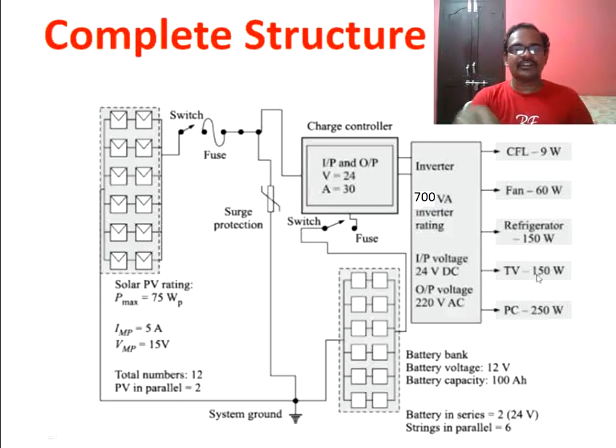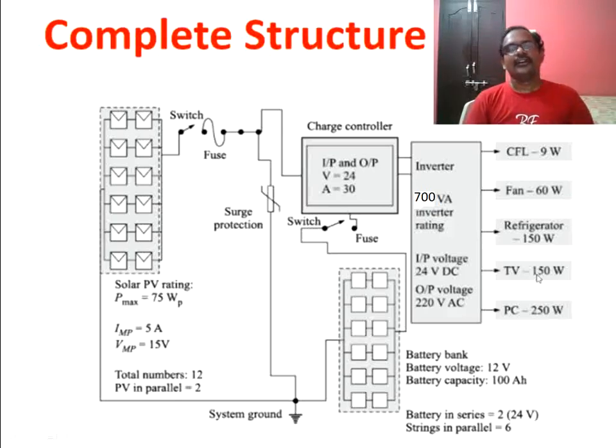In between we need to keep some protective devices. Between the solar panel and the charge controller we have to keep a fuse and a switch to disconnect and connect the charge controller from the PV array. And we need a surge protector to protect the solar panels from lightning strokes. Then there is a switch between the charge controller and the battery, which we switch on or off depending upon the requirement. And we have the inverter and the complete load. It is how the complete structure of a solar system will look.